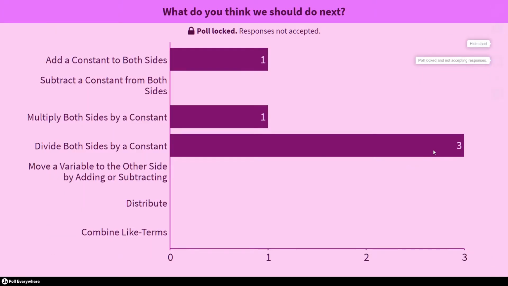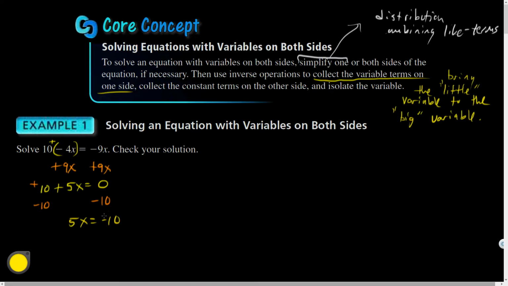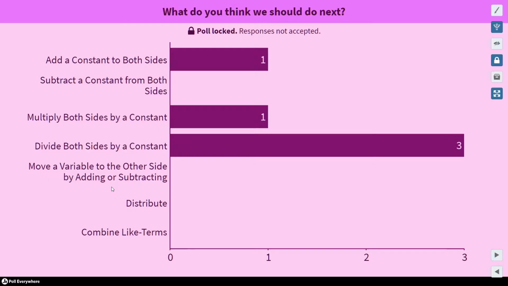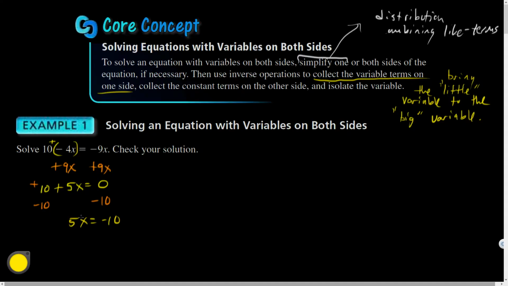All right. Let's see. Add a constant to both sides. That wouldn't be helpful. If they were referring to the negative 10, I could move it back, but that would bring me back to my previous step. Multiply both sides by a constant. There's a way to do it, but that's usually confusing. X is being multiplied by 5, so the inverse operation is to divide both sides by 5. And I end up with x equals negative 2.